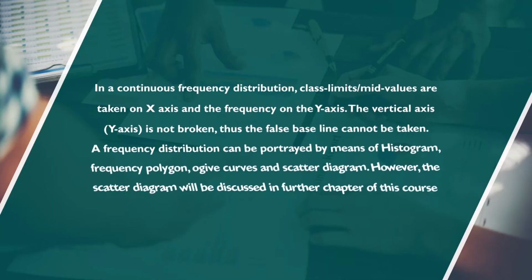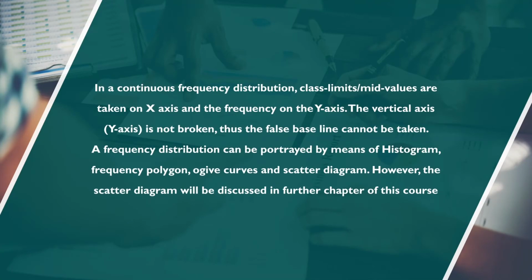So in a continuous frequency distribution, there is a class limit. Mid values are taken on the x-axis, and the frequency on the y-axis. The vertical axis, which we usually call the y-axis, is not broken, thus a false baseline cannot be taken. A frequency distribution can be portrayed by means of a histogram, frequency polygon, ogive curve, and scatter diagram. We are going to take these scatter diagrams with the help of certain examples in our coming sessions, and you will find there is great use of scatter diagrams.